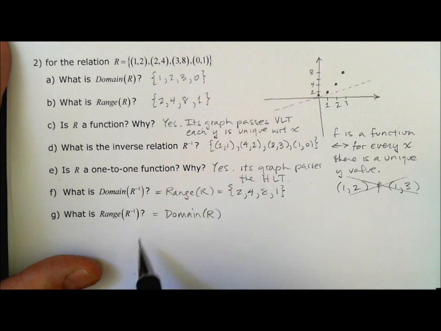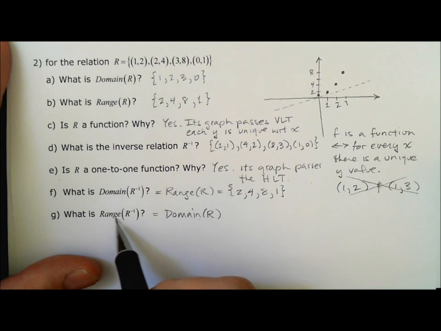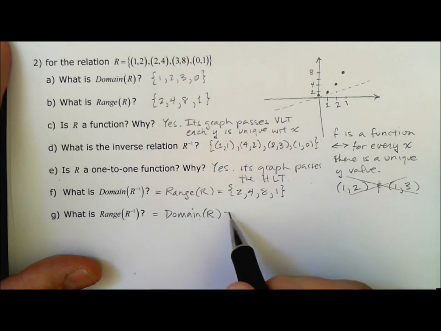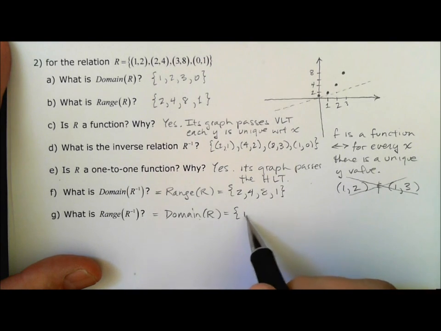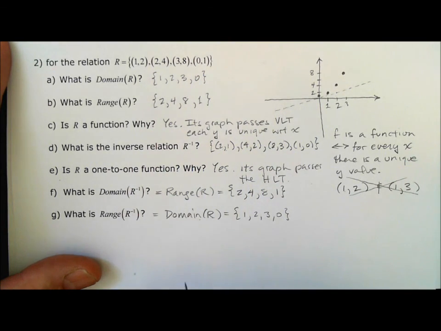Remember, we switched the x's and y's. The domain is a set of x's for this graph, which turns out to be a set of y's for the inverse. Here we can see it's 1, 2, 3, 0, and again, order is independent in sets. Okay.